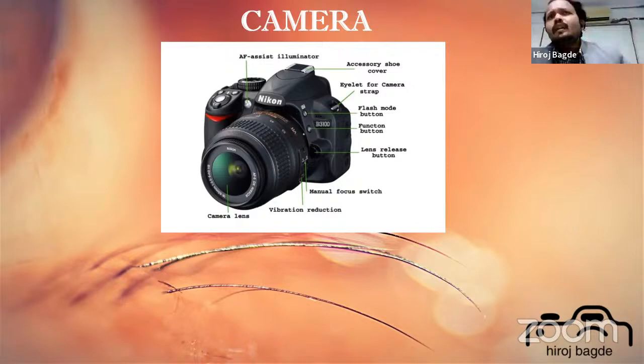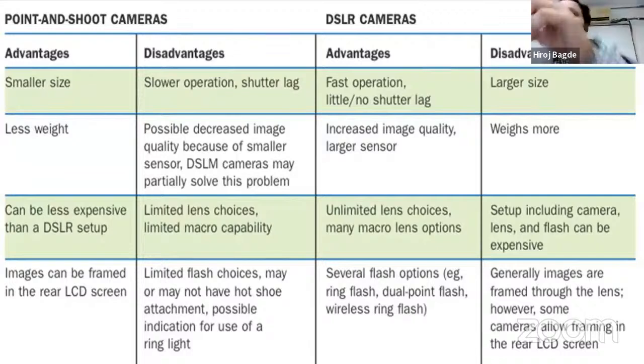Now, we have various cameras. Among them, I have been practicing through mobiles, point and shoots, normal DSLRs, and high-end DSLRs. Now, why are they different? Why do we need to go for a dedicated DSLR?